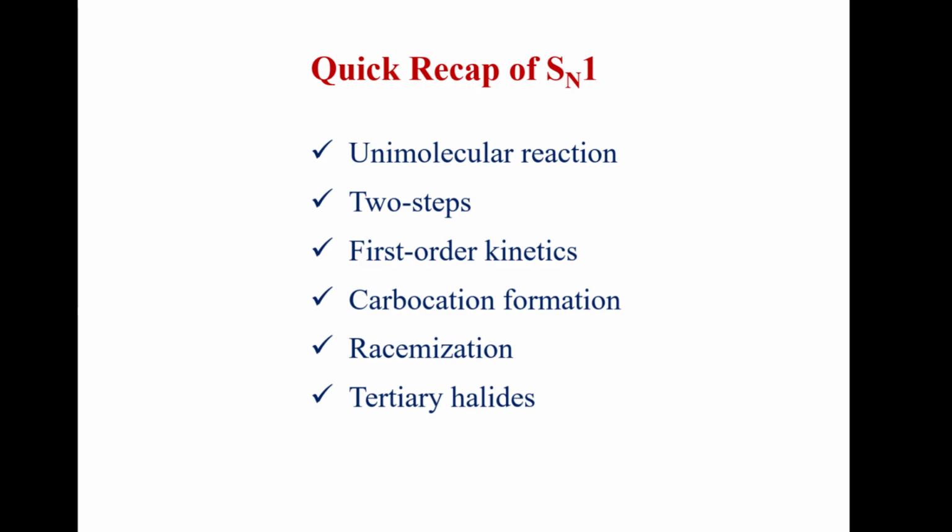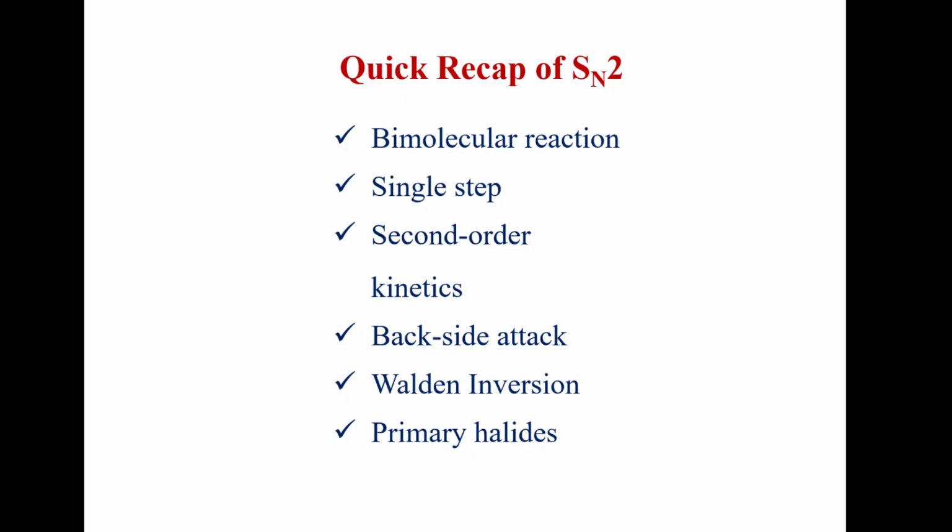So overall, SN1 is a unimolecular reaction involving 2 steps. Formation of carbocation will be there, racemization is the stereochemistry, and they are always tertiary alkyl halide friendly. Coming to SN2, they are bimolecular reactions involving a single step, where the mechanism involved is backside attack, and always primary alkyl halides prefer SN2 reactions.